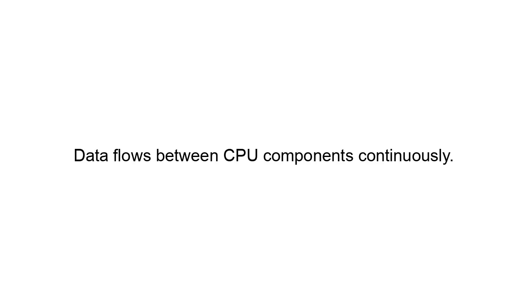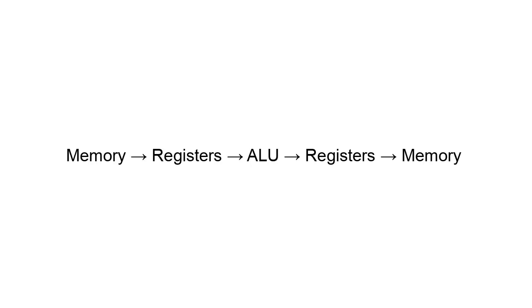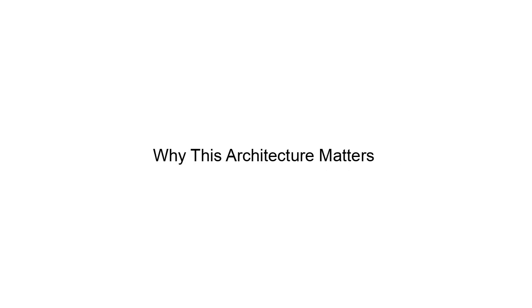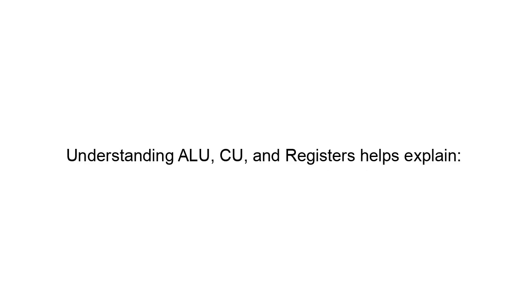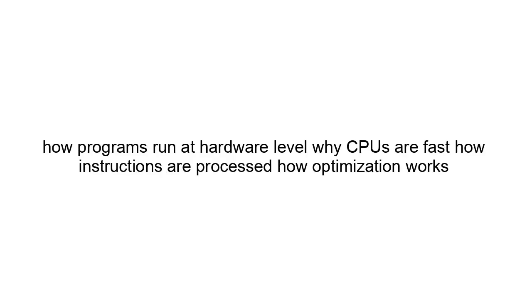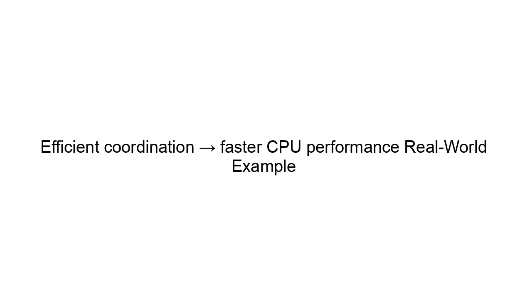Data flow inside the CPU. Data flows between CPU components continuously. Example concept: memory, registers, ALU, registers, memory. This internal flow ensures fast processing. Why this architecture matters. Understanding ALU, CU, and registers helps explain how programs run at hardware level, why CPUs are fast, how instructions are processed, and how optimization works. Example concept: efficient coordination means faster CPU performance.